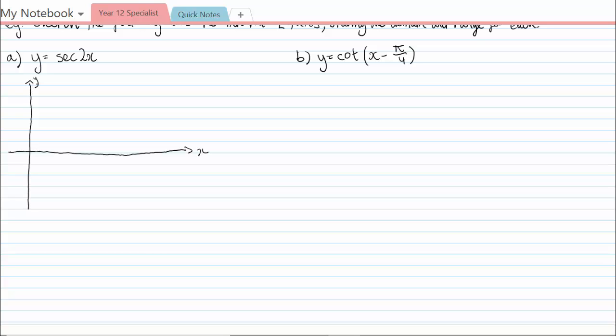So x, y, the values of 1 and negative 1 are still going to be significant here, and it's just going to go up like this, have an asymptote, section, and then another asymptote. Okay, so what I've drawn there, that's one full cycle of the graph.